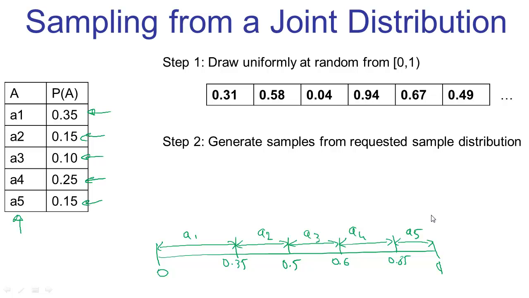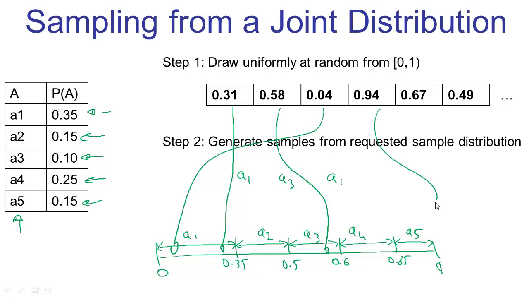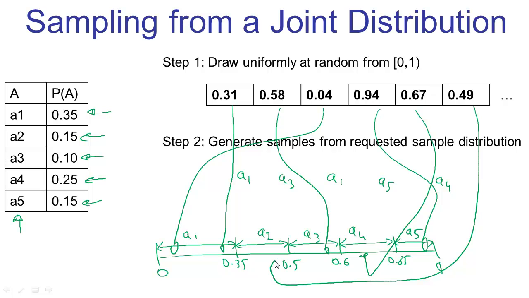Now proceeding with the sampling procedure, 0.31 maps onto the A1 interval, so that's A1, 0.58 maps onto the A3 interval, so we have A3, 0.04 maps onto the A1 interval, another A1, 0.94 maps onto the A5 interval, so that's A5, 0.67 maps onto the A4 interval, so that's A4, and 0.49 maps onto the A2 interval, so that's A2. We have 6 samples. We have twice A1, 1 time A2, 1 time A3, 1 time A4, 1 time A5.